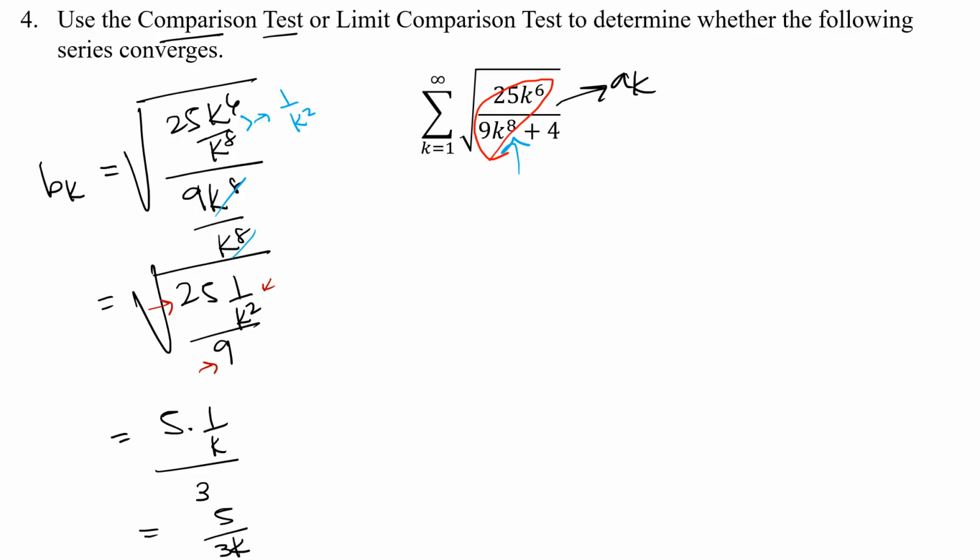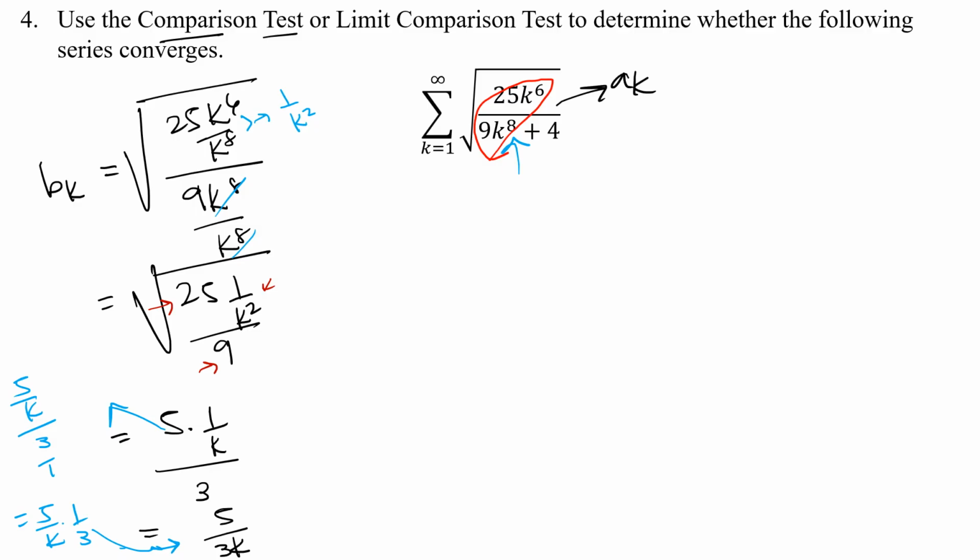Of course, if we need to see this step, it's 5 over k all over 3. The 3 is understood to be over 1. So you keep the top and multiply by the reciprocal of the bottom. Okay, so that's how we get our 5 over 3k.